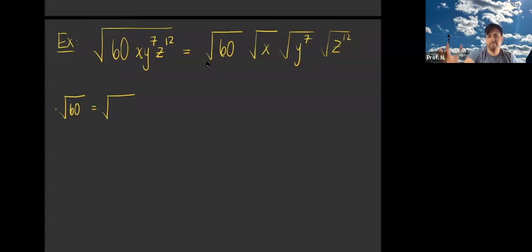Anybody? Perfect squares: 1, 4, 9. Does 9 divide 60? No. Does 16 divide 60? No. 25? No. 36? No. 49? No. Too much, right? So the only perfect square that's a factor of 60 is 4. 4 goes into 60 15 times, and 4 is a perfect square.